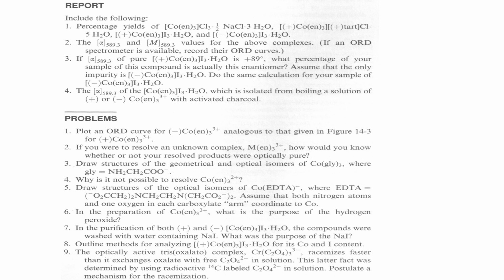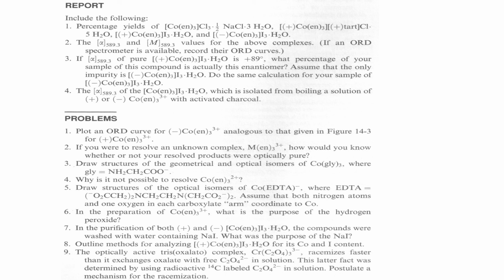Then, in the purification of both plus and minus cobalt ethylene diamine iodide complexes, the compounds were washed with water containing sodium iodide. Why? Question 8, outline methods for analyzing the plus cobalt ethylene diamine iodide for cobalt and iodide. Look for a method. How do you analyze for cobalt? How do you analyze for iodide?